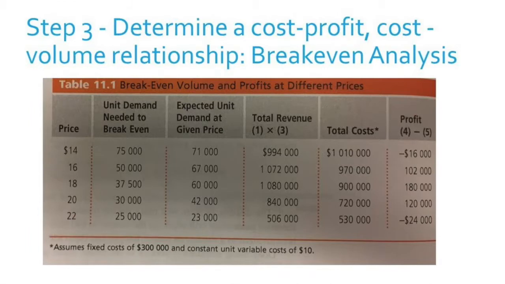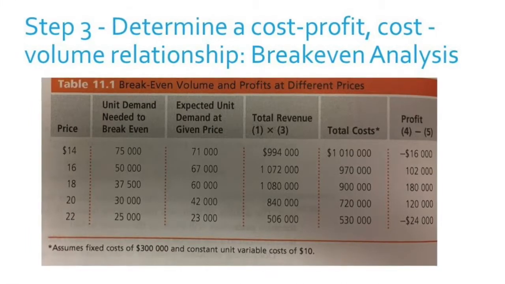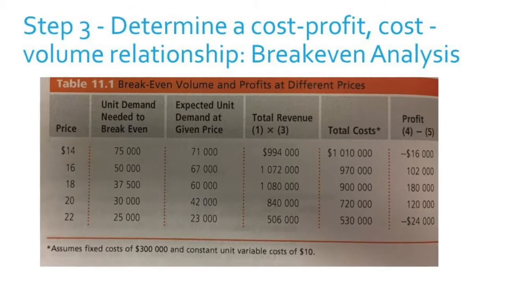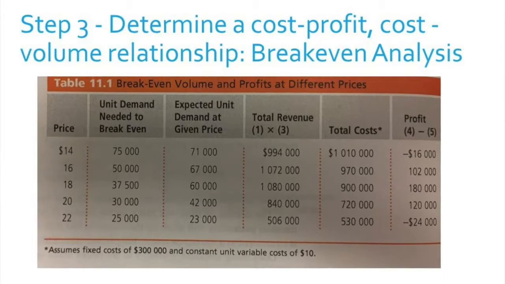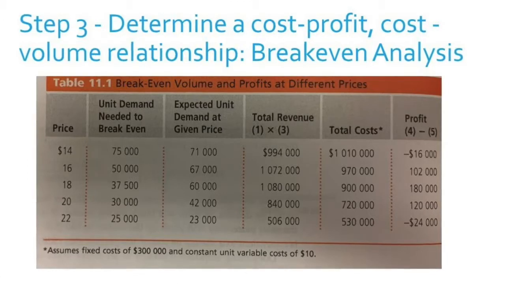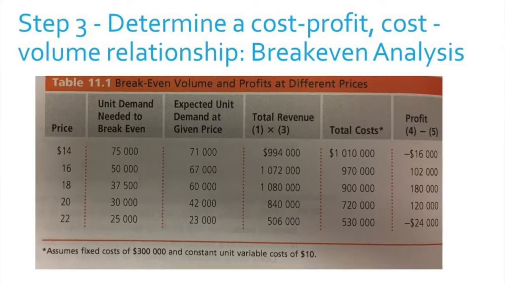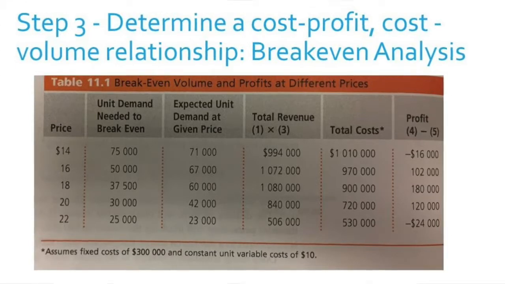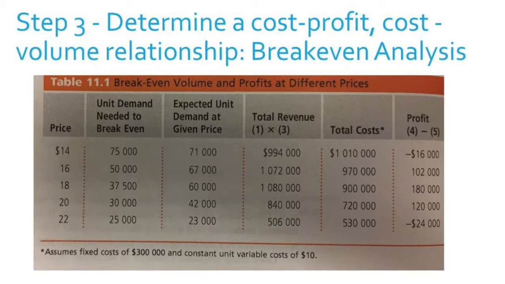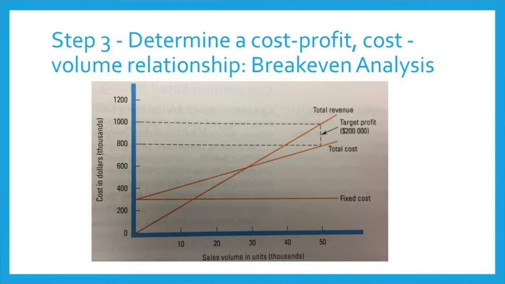The total cost, which is a combination of fixed cost and variable cost, is given there. So you can see the total cost. And it assumes that the fixed cost is $300,000 and a unit variable cost is $10. And the profit then is the difference between the revenue and the cost. So understand how those numbers are calculated. Now we can plot those numbers on a graph, and the graph is in figure 11.5.